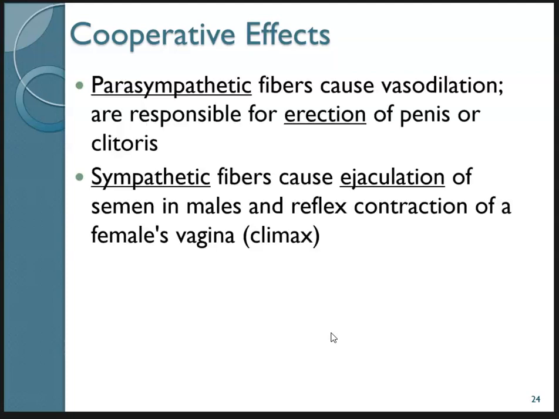I mentioned earlier the cooperative effect of the two. This is seen in the external genitalia during sexual intercourse. Parasympathetic is going to be the erection part, vasodilatation, and then sympathetic will be the ejaculation part of it, the climax part of it.